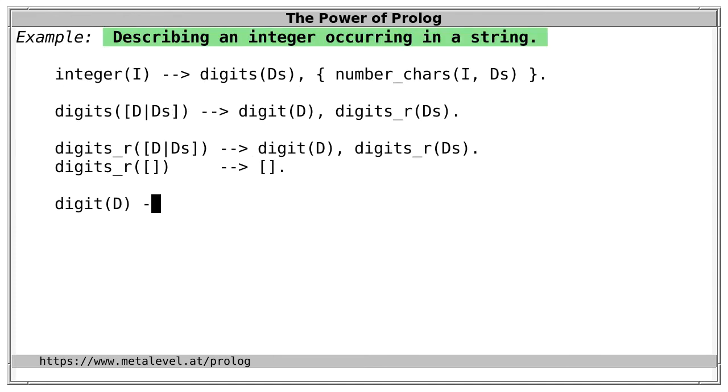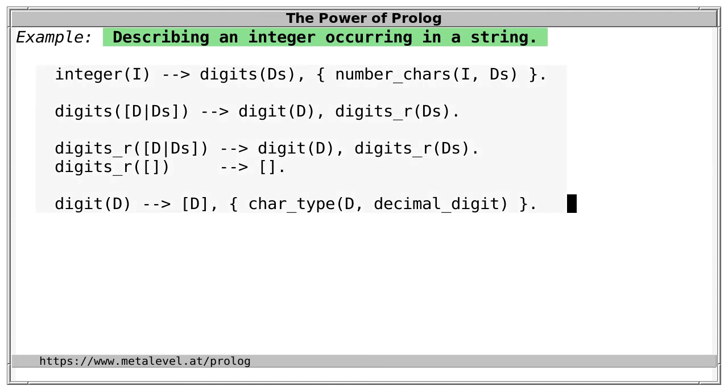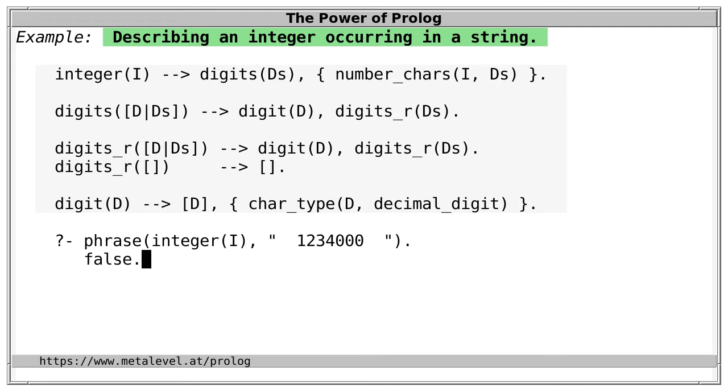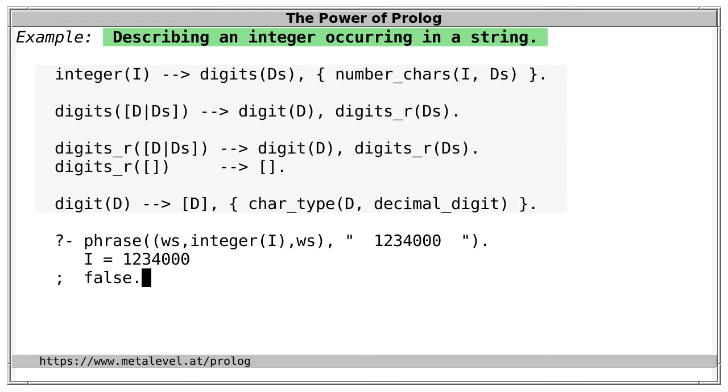And a digit d occurs in a sequence if there's a terminal d such that d is a character and the type of the character is, say, decimal digit. Okay? So for example, is there an integer I that occurs in this string? Well, yes, there is an integer here, but not only an integer, because it's surrounded by whitespace, and therefore the query fails. And therefore, if we ask, for example, is there an integer here that's surrounded by whitespace, then it succeeds, yielding I as an integer. And there are no other solutions.